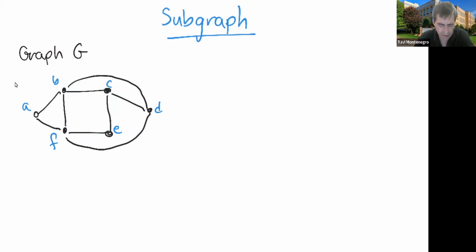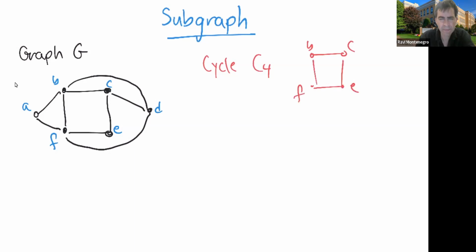Well, we've learned another name for a square. A square is called a cycle, and you represent it by a C. So this graph has a cycle, C4 in it. It was this B, C, E, and F. And we call that a subgraph.